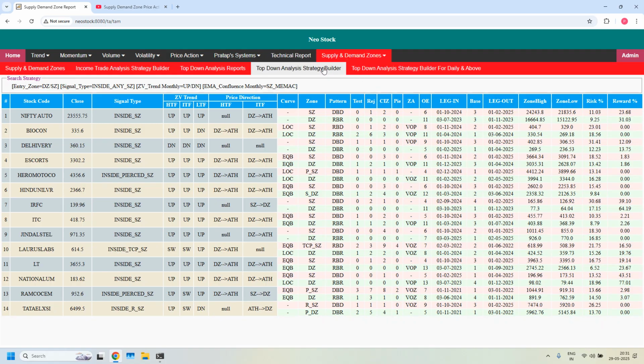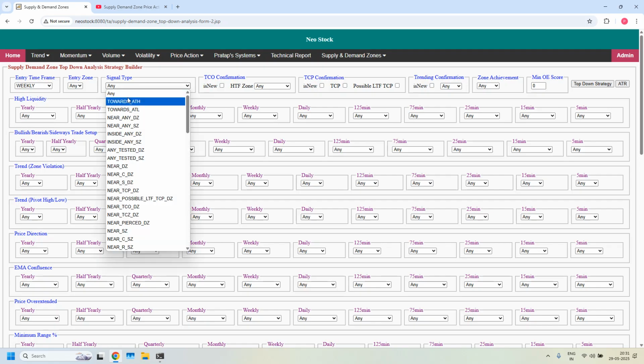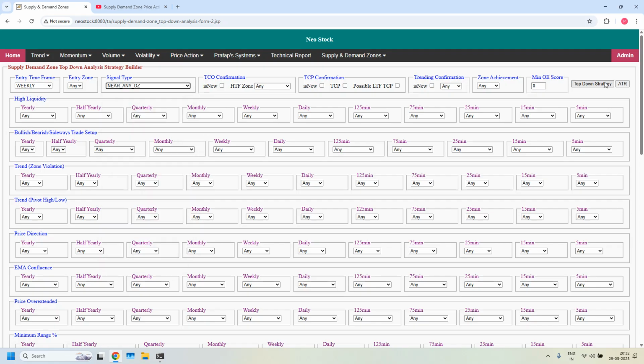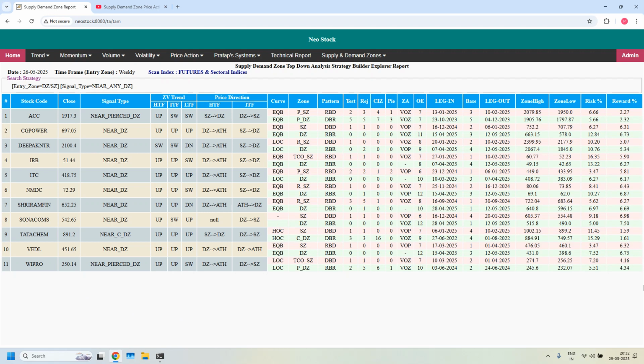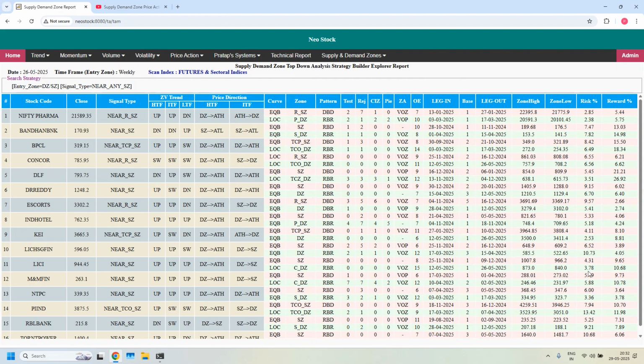Okay, next time frame is weekly. Stocks near to the weekly demand zone, we got 11 stocks. Next, stocks near to the weekly supply zone, we got 16 stocks. Scrolling the list down.